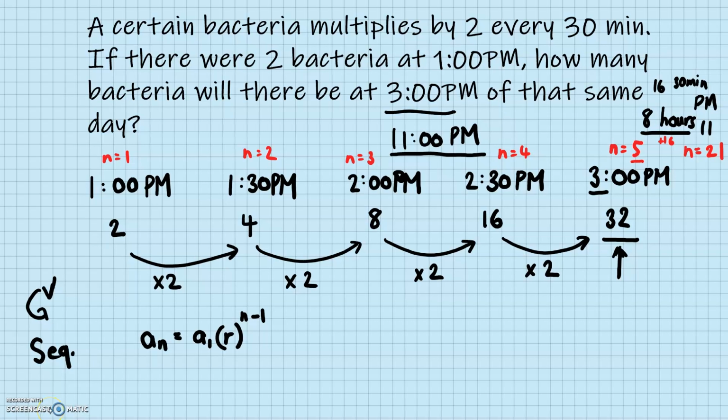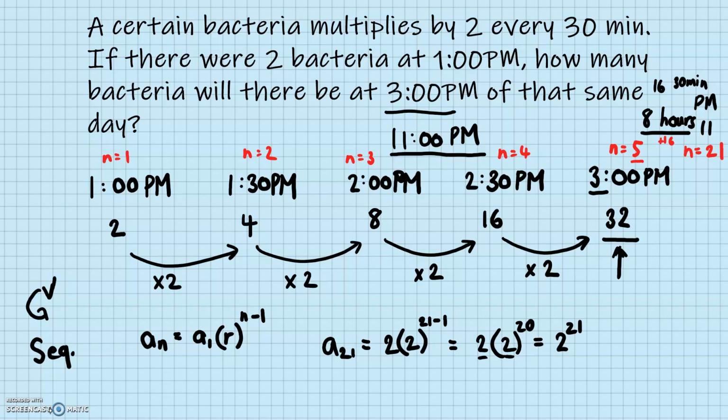So let's get the 21st term. That's going to be the first term, which in this case is 2, times the common ratio r, which is also 2, to the n minus 1. So that's going to be 2 times 2 to the 20th. But since these have the same base, we can combine them again: 2 to the 21st power.